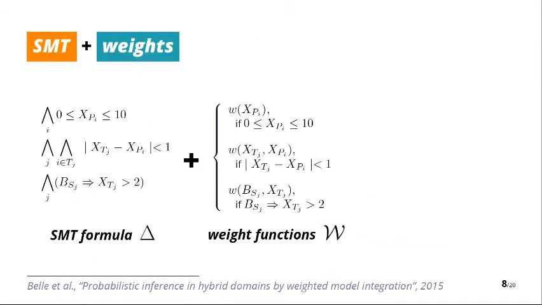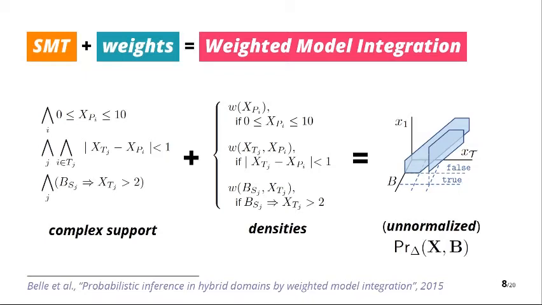An SMT formula, however, does not model uncertainty. We can make it probabilistic by defining certain positive functions, called weights, associated to the models of a formula delta. An SMT formula together with these weight functions forms the weighted model integration model. We can think of this model as a distribution whose support is defined by the SMT formula and density defined by the weight functions. Then the task of weighted model integration is to compute the partition function of the unnormalized distribution.